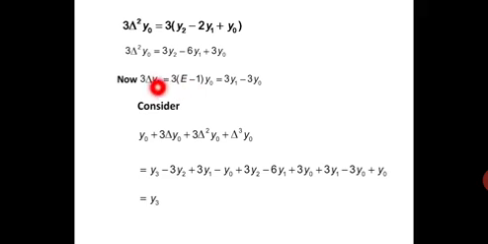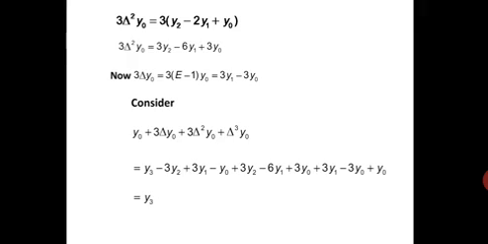Now I will consider another part, that is 3 times delta of y naught. Delta means E minus 1, right? I wrote it here with y naught. Now I will multiply this one: E into y naught is y1, right? And 1 into y naught as it is, with 3 multiplied. After simplifying I will get this answer, right?